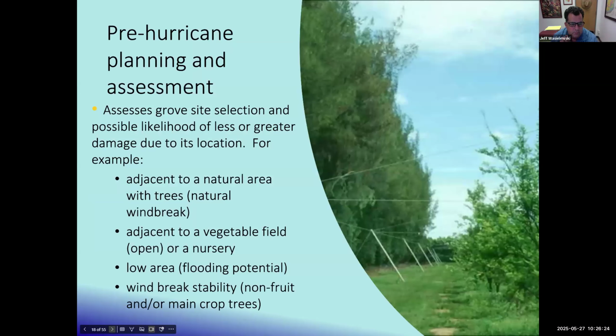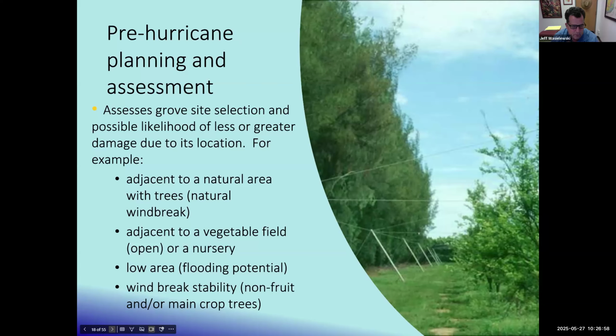Again, pre-hurricane. Assess grove site selection and possible likelihood of less or greater damage. So if you're adjacent to a natural area, that can be a natural windbreak, so that could help. If you're adjacent to a vegetable field or nursery, you may get things flying into your grove. If you have a low area, you have flooding potential, because we're going to get a lot of rain and some storm surge if you're near the coast.